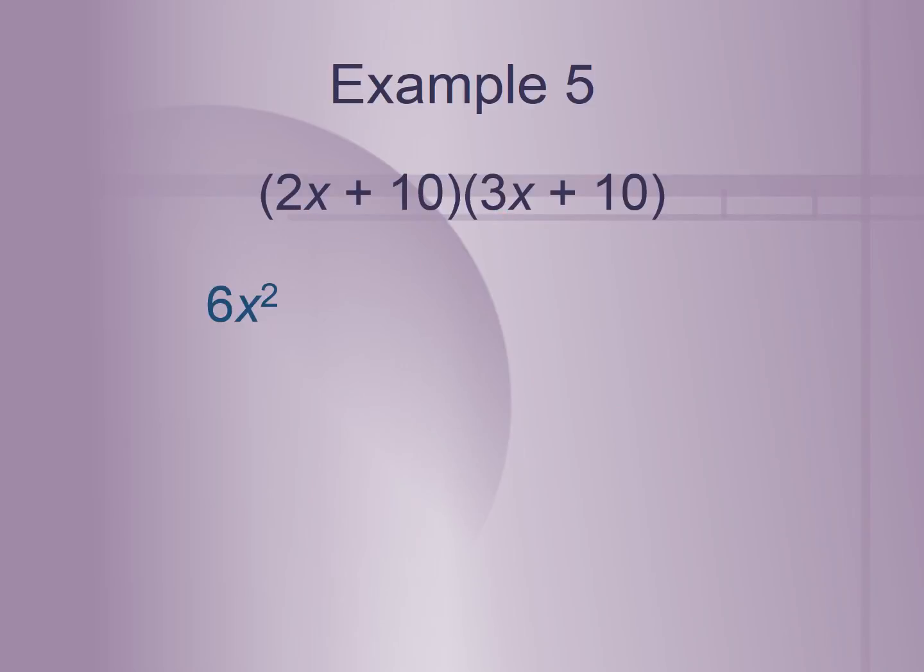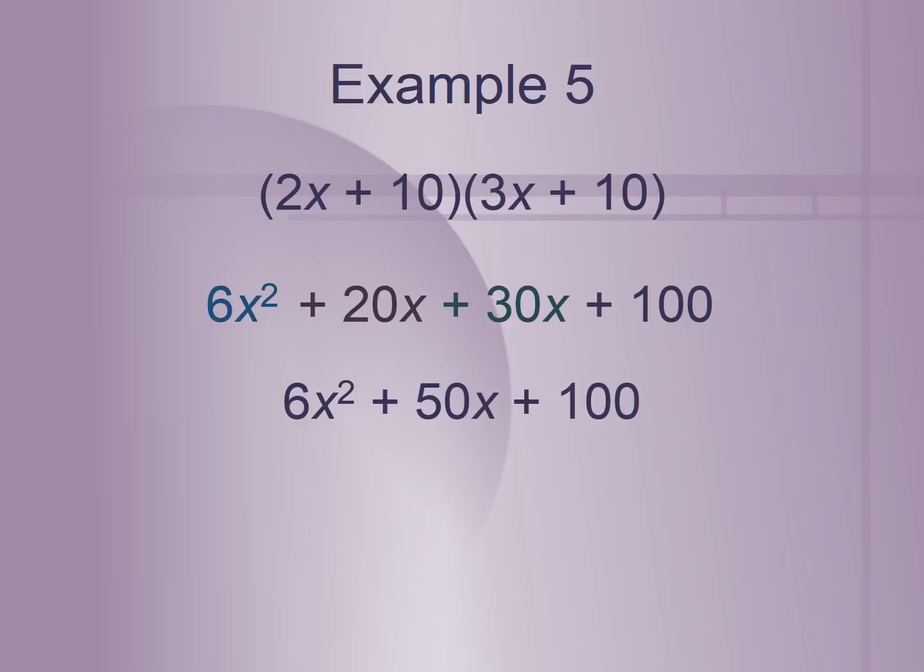Then we'll multiply our outer terms. So 2x times 10, which is 20x. Then we'll multiply our inner terms. 10 times 3x becomes 30x. And then we'll multiply our last terms. 10 times 10 becomes 100. We'll simplify. 20x plus 30x is 50x. So our final answer becomes 6x squared plus 50x plus 100. All right, go ahead and try some problems on your own.